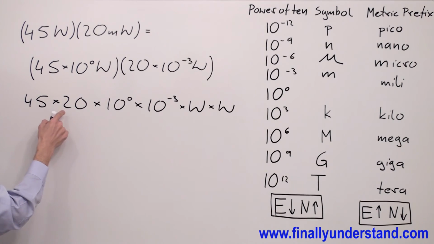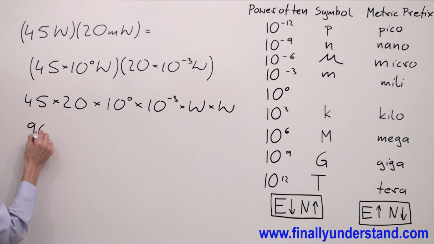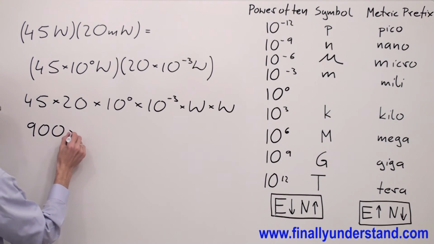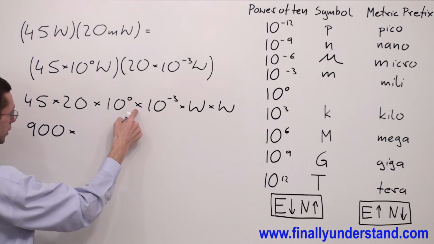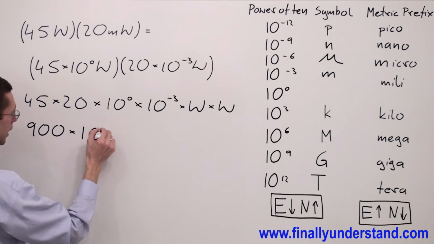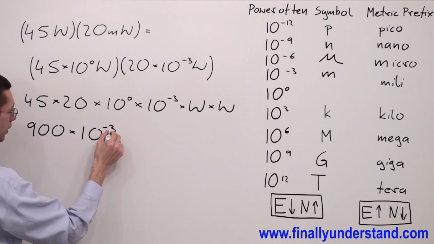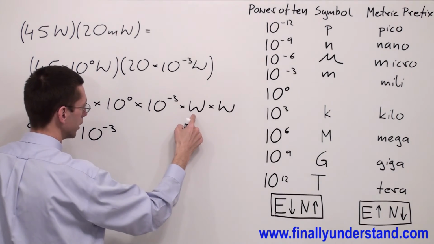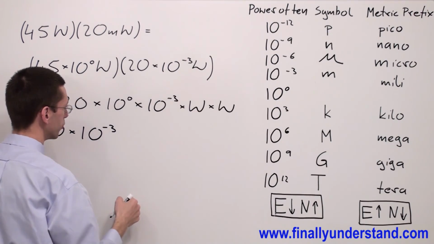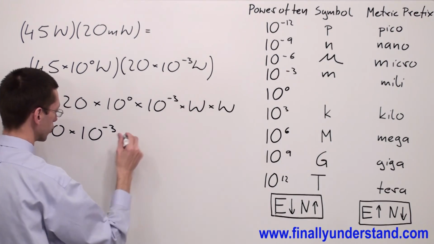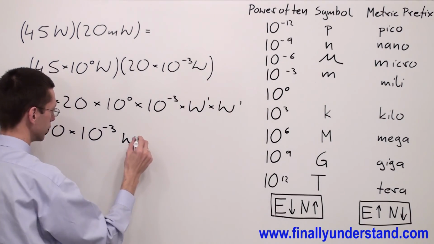45 times 20 is 900. Anytime I have numbers with the same base multiplied together, I'm supposed to keep the base and add exponents. 0 plus negative 3 is negative 3. Now, if it comes to the units of measure, you're supposed to apply the same rule of exponents, okay? The same property for exponents. You're supposed to keep the base and simply add exponents. 1 plus 1 is equal to 2.